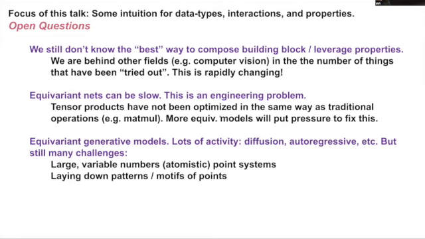So we still don't know the best way to compose these building blocks. Mathematically, we kind of know what the building blocks are, but there's still so much to do to figure out what's the best way to use this in use case A or use case B. Equivariant networks have this name for being kind of slow. This is an engineering problem. This is not a fundamental problem. The tensor product in its general case is combinatorially explosive, but it doesn't have to be the case. We can make good decisions and prune those interactions.